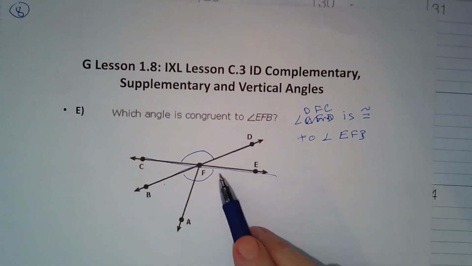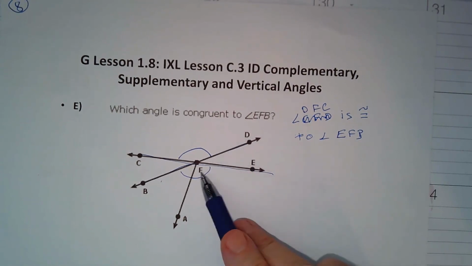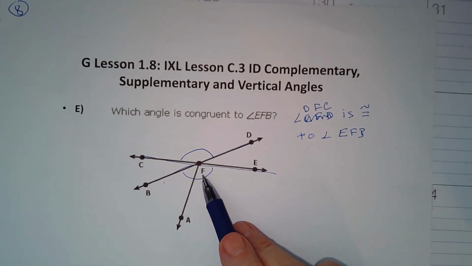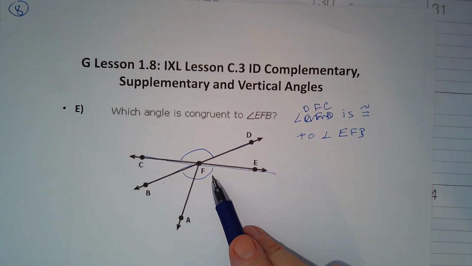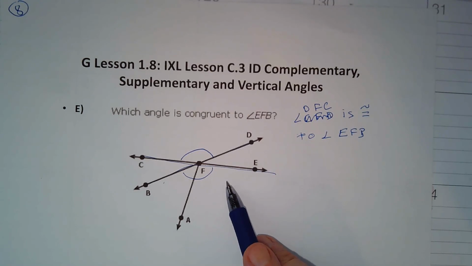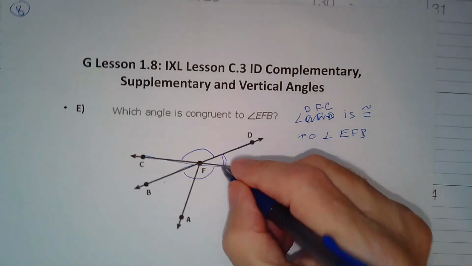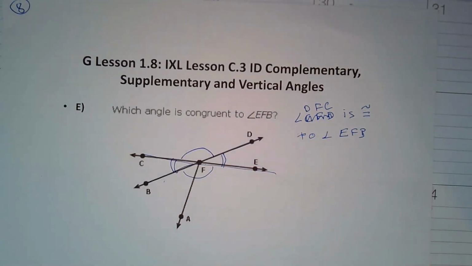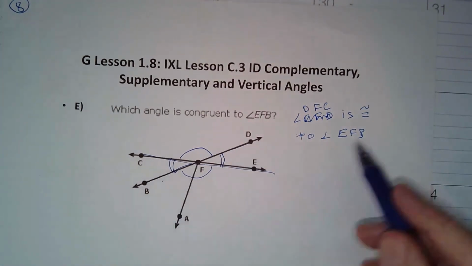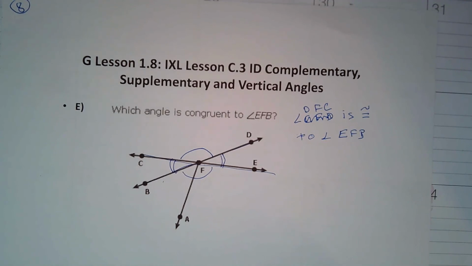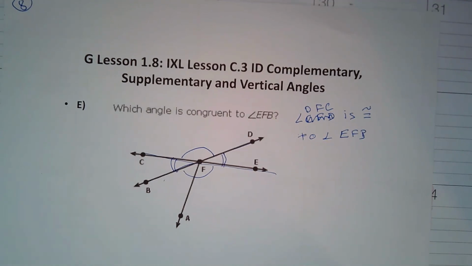Now I will say about this one, yes, these are also vertical angles. So be aware of that. You're dealing with vertical angles. The other two vertical angles are here and here. There are always two sets of vertical angles in an intersection. But we're talking about, of course, the ones that you see here. So vertical angles are congruent, and that's something that you will want to remember.